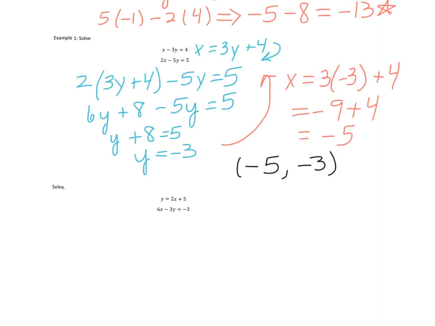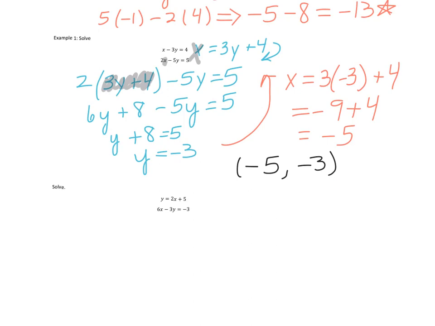So substitution method, you guys are finding a variable to solve for. This x right here has coefficient 1, so we can add 3y to both sides and get an equation for x. And now we're going to plug it into the other equation. So this x right here is going to become 3y plus 4. All right, so a nice substitution method. Now we have an equation in y.